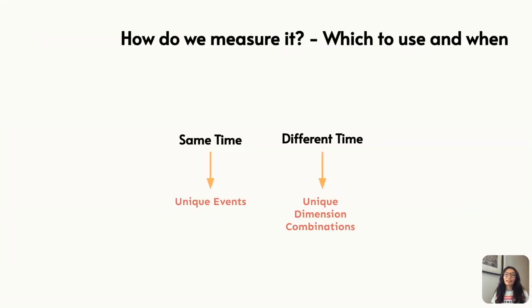Understanding how events fire on a website will help you with figuring out which metric to use between unique events and unique dimension combinations. If the event is sent to Google Analytics at the same time, unique events will match unique dimension combinations. If the events are sent to Google Analytics at different times within the session, these metrics may not match at all, and unique events will most likely be inflated.